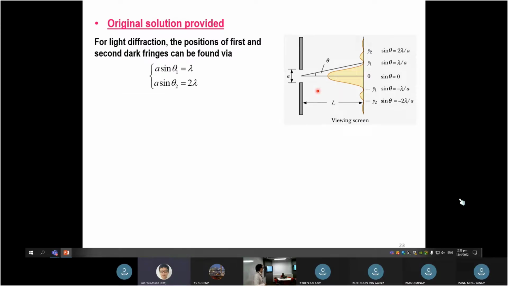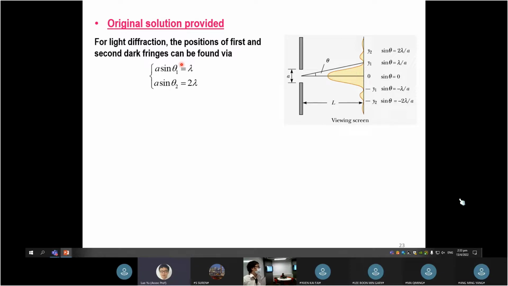Now, first look at the original solution provided by the examiner. We assume we have a single slit. For a single slit, when light passes through the slit, of course it will form a diffraction pattern, right? While the position of the diffraction pattern is given by a times sine theta equals m times lambda.